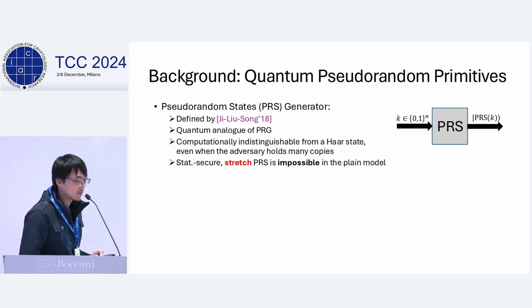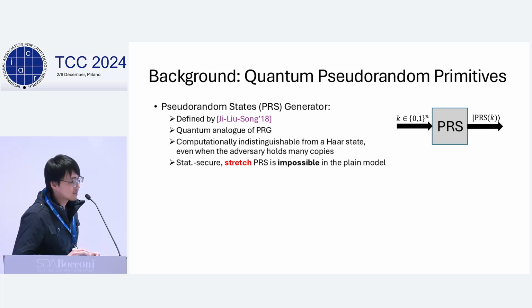Before I dive into our results, I will give you a brief background on quantum pseudorandom primitives. As you already saw in the previous talks, a PRS was defined by Ji, Liu, and Song, and is a quantum analog of a PRG. The output is computationally indistinguishable from hash states, even if the adversary holds many copies. And just like a classical PRG, a statistically secure stretch PRS is impossible in the plain model.